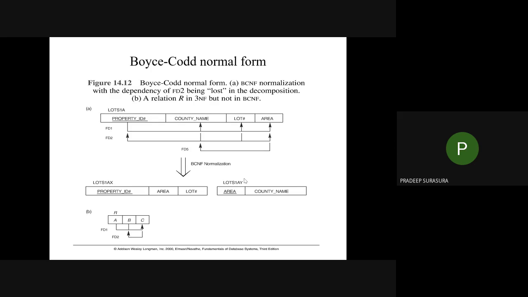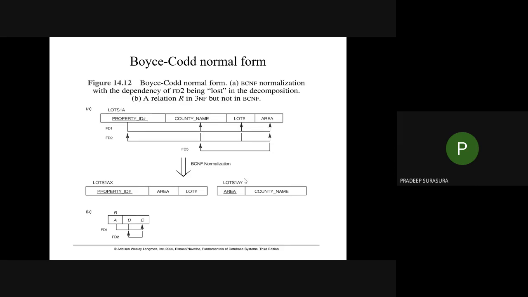How? There are two conditions, and if any one condition is true, then I can say FD satisfies 3NF. Suppose area determines country name is my FD. I have to see, is area a primary key? No, leave it, check with country name. Country name is a prime attribute. Prime attribute means part of the primary key. Yes, so that satisfies third normal form.